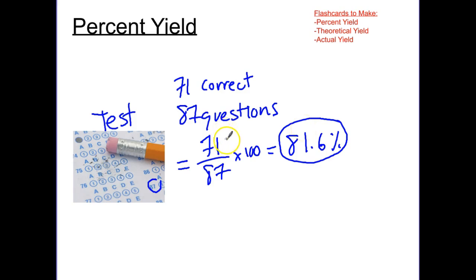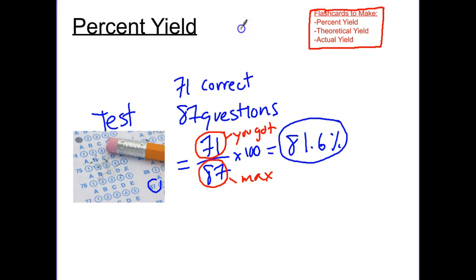Percent yield is based on the exact same concept, but instead of how many questions we got right and how many questions total there are, we're going to be referring to the amount of compound you got versus the maximum amount you could have obtained to figure out what's called the percent yield.